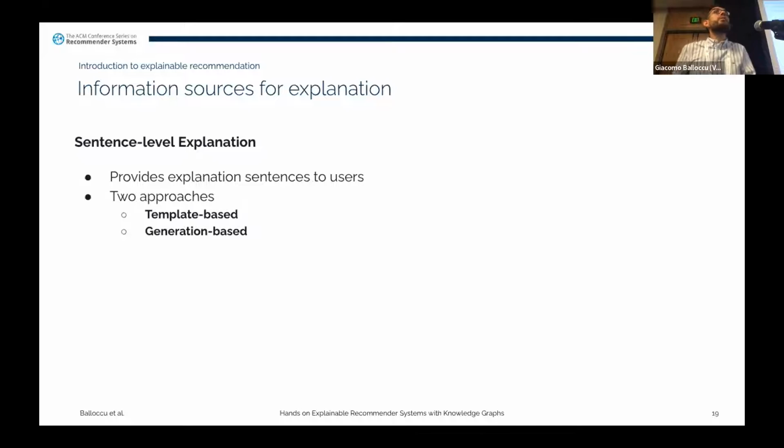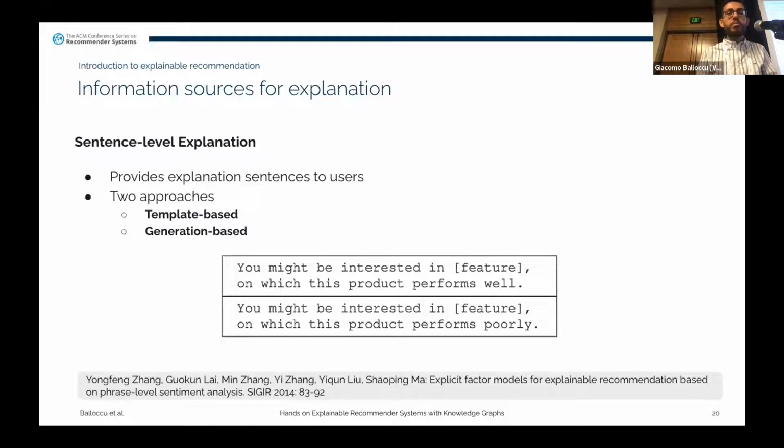Then another very famous type of explanation is a sentence-based explanation, which can be generated thanks to two main classes of approaches. The first one is based on templates, and the second one is based on natural language generation.